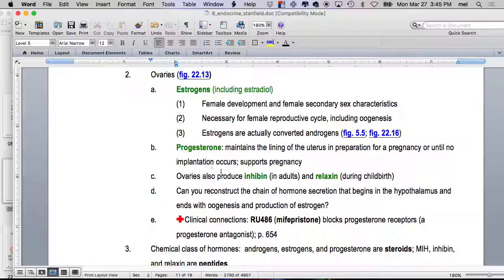So let's talk about a couple of other hormones. You already got inhibin. One more is that during childbirth, the ovaries also secrete relaxin, and relaxin is cool. Relaxin relaxes all of the connective tissue associations and all of the smooth muscle in your body, and also some of the skeletal muscle, so that you can get a watermelon through that nostril-size opening down there.